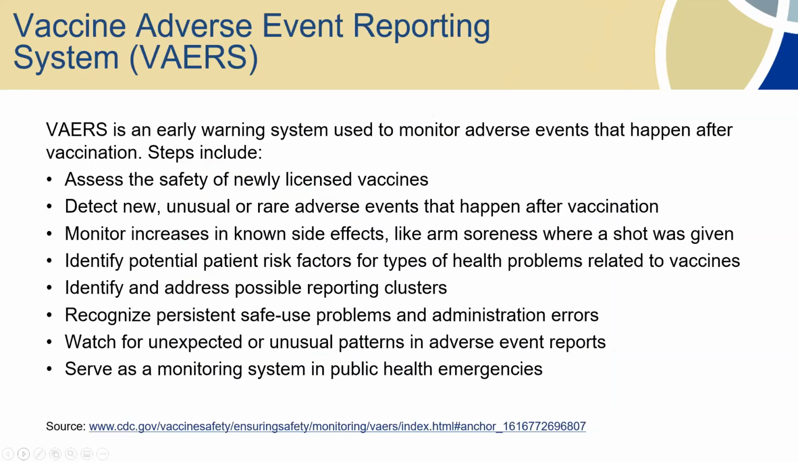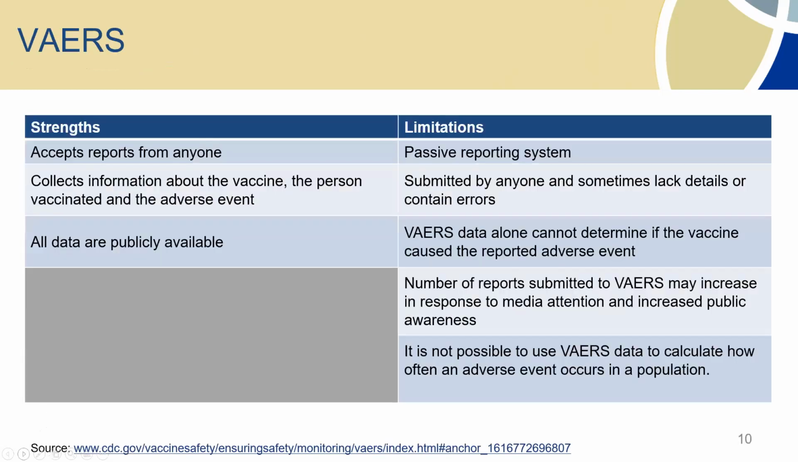Next slide, please. So VAERS, this is our main system for reporting adverse events. And this is how we identify things that might be happening early with a vaccine and figure out if they are related to vaccines. Next slide, please. So I want to show you guys a video that gives a nice overview of the VAERS system.